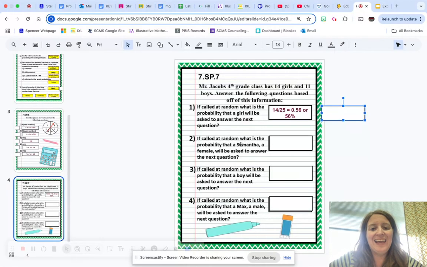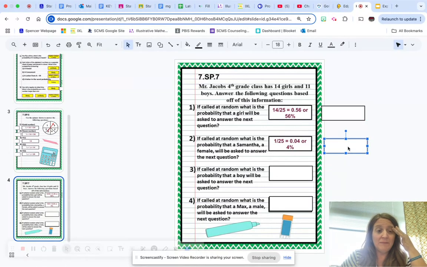Number 2, if called at random, what is the probability that a Samantha, a female, will be asked to answer the next question? Assuming there's only one Samantha in the class, this would be 1 out of 25. And if I do 1 divided by 25, I get 0.04, or 4%. Make sure you write down the fraction, the decimal, and the percent on all of these.